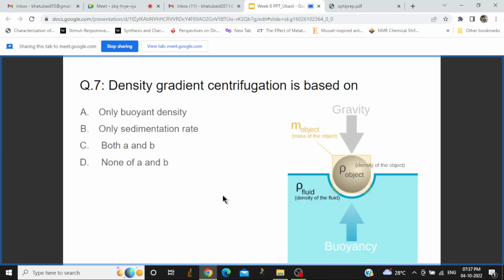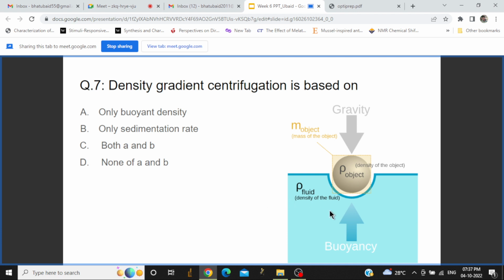So now question number 7. Density gradient centrifugation is based on what principle? Only buoyant density, only sedimentation rate, both A and B, or none of A and B. The answer is both A and B. Density gradient centrifugation is based on both buoyant density and the sedimentation rate.